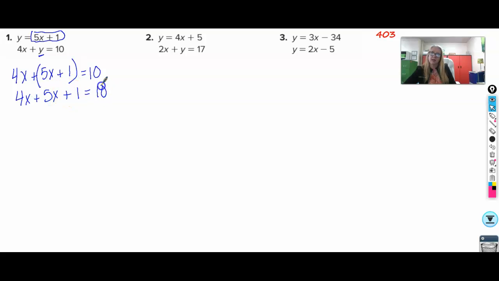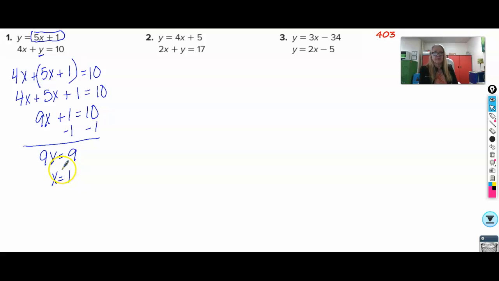All right. Now let's combine like terms. 9x plus 1 equals 10. And then you would solve for x, subtracting 1 from both sides, gives me 9x equals 9, which means x is 1. Now I take the fact that I know x is 1 and I substitute it into either one of these equations to find out what y is.